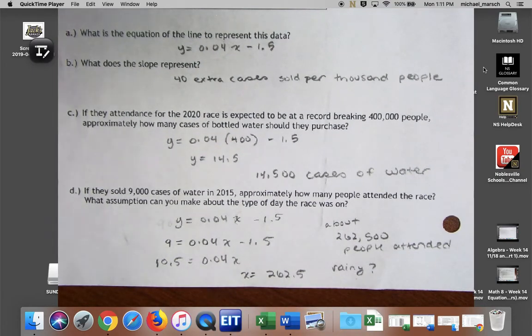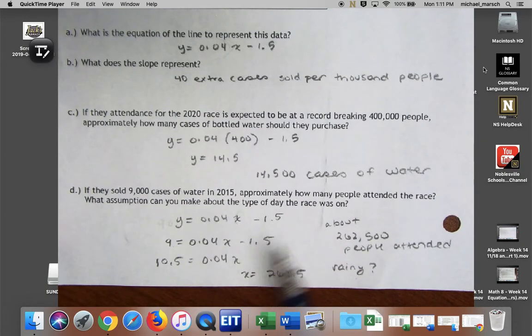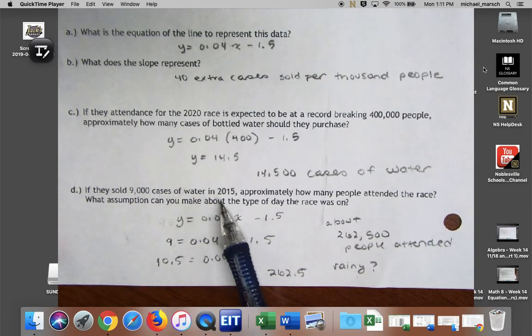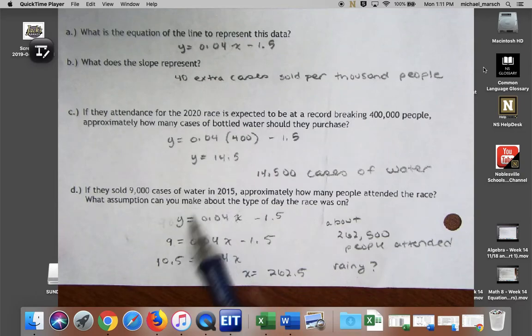Okay, let's finish going over the study guide. We don't have to worry about what type of car it is. So if they sold 9,000 cases of water in 2015, how many people attended the race? So this is where we're going to replace Y with the 9. And you get 262.5, so I multiplied that times 1,000.